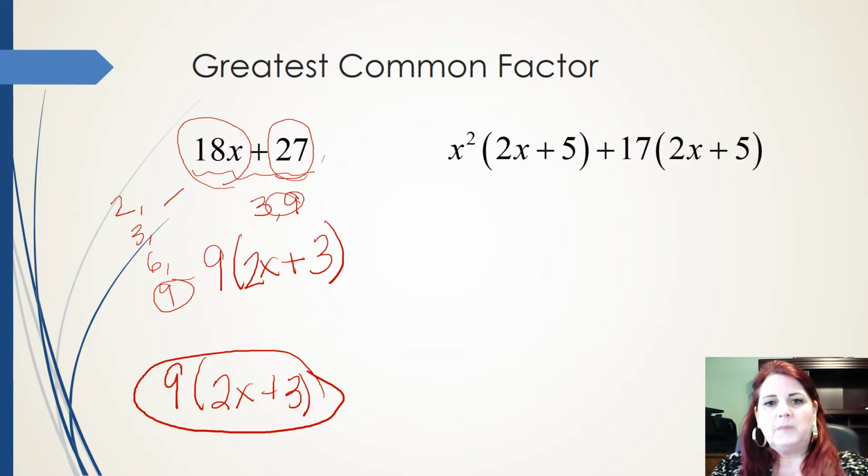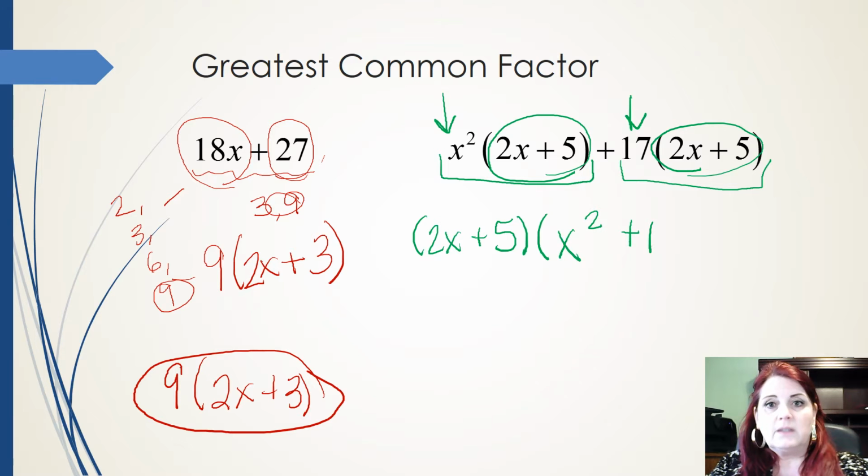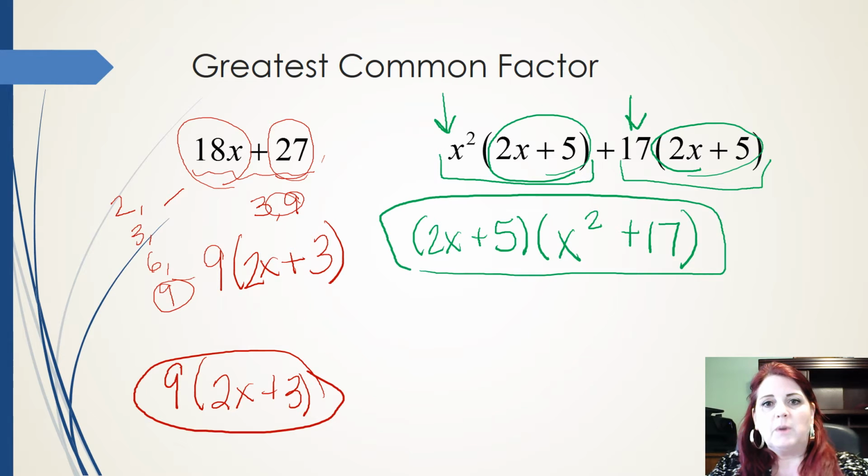Now this next one has a little bit different type of factor that can be factored out. This is one term, and this one is the other term. And notice they both have 2x plus 5 as a factor of those terms. So that is my common factor. So I'm going to factor out a 2x plus 5. What's left is the other factor. It's the 2x plus 5 being multiplied to the x squared and the 17. So in factored form, it's 2x plus 5 times x squared plus 17.